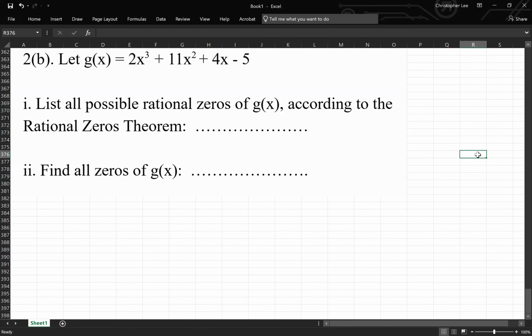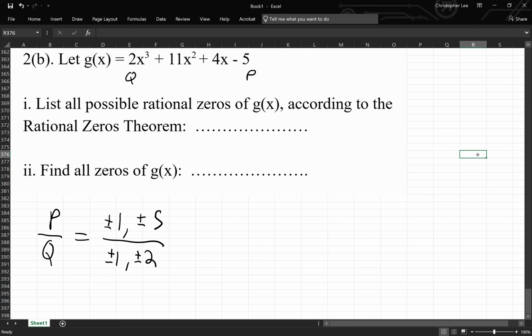So remember, for the rational zero theorem, it's always P over Q, right? Remember that P is going to be your end number, Q your beginning number. So what do I want? I want all the possible numbers that I would use to multiply to give me 5. So it's going to be plus or minus 1 and plus or minus 5. In the beginning, it's going to be plus or minus 1, and plus or minus 2.